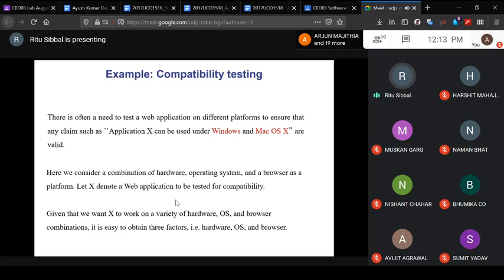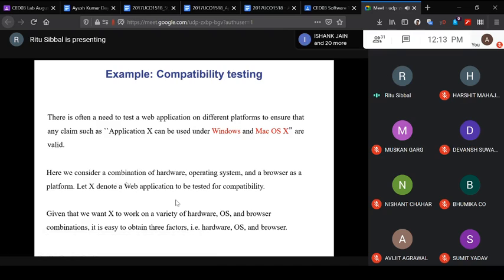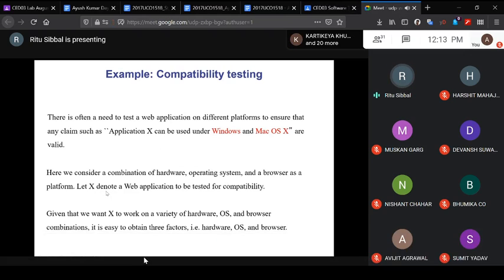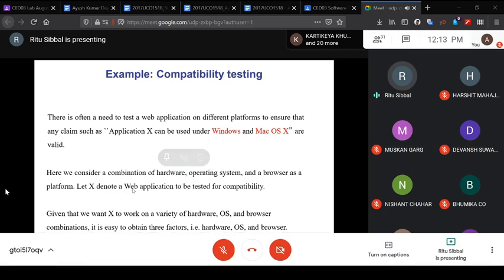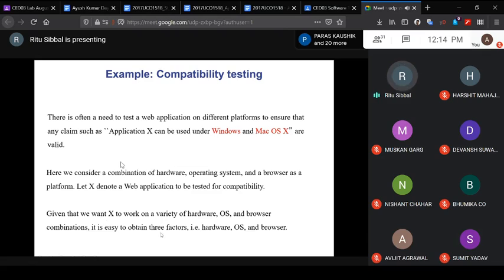Now, compatibility testing. Now, suppose there's a web application. Now, a web application can run on different platforms. We know that. Suppose there's a web application X, which can be used on Windows and it can be used on Mac. Okay. So we will have an environment which will consist of the hardware, operating system, browser. Now, X can work on a variety of hardware, OS, and browser. So we have three factors, suppose hardware, OS and browser.